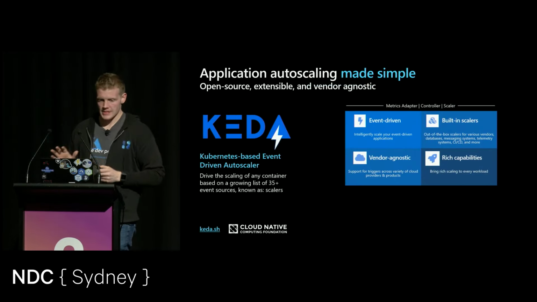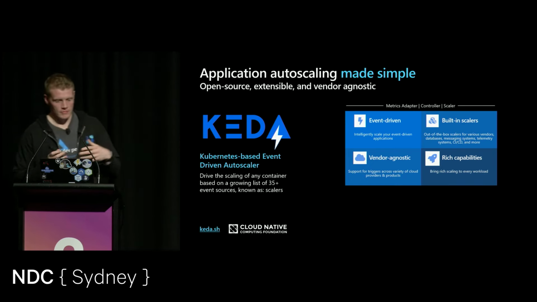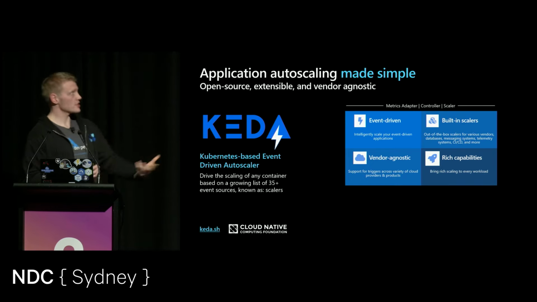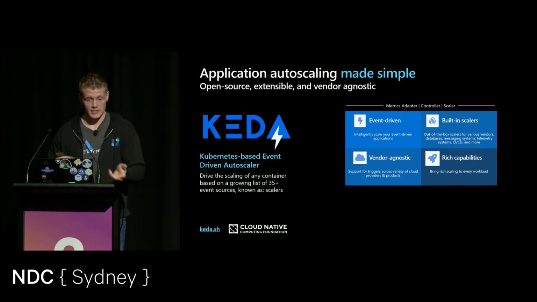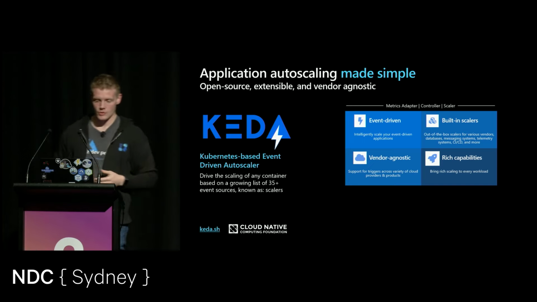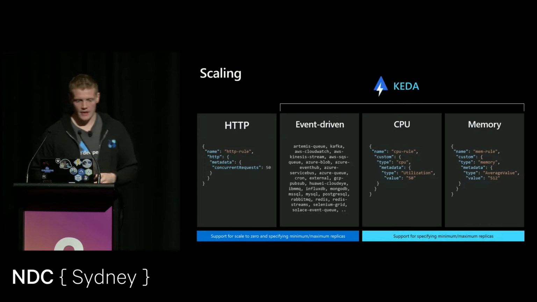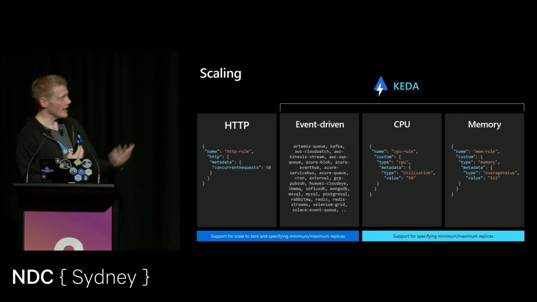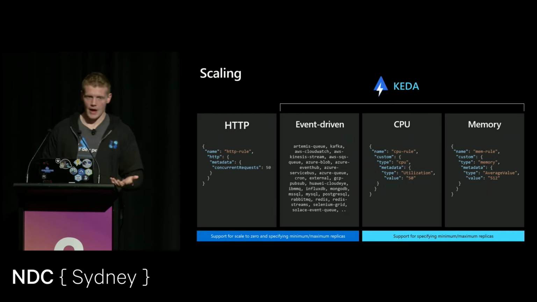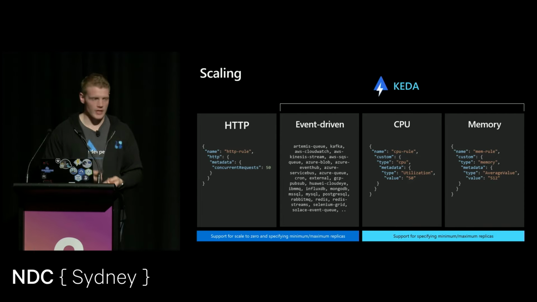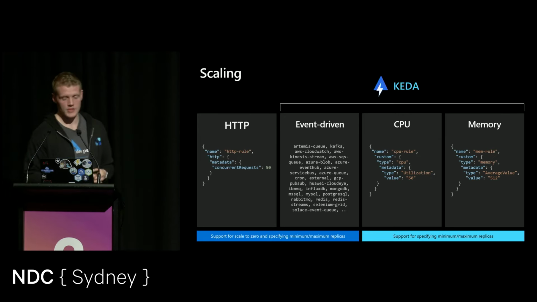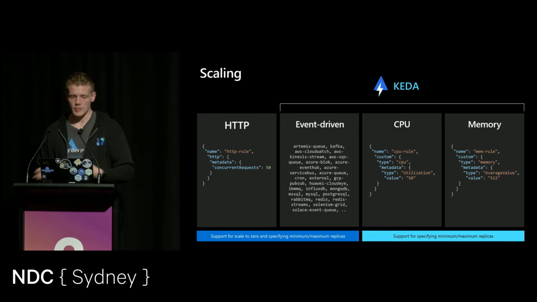Just to talk about scaling. Underneath the hood, Azure Container Apps uses the KEDA autoscaler, so Kubernetes-based event-driven autoscaling. There are different scaling rules that we can apply to our container apps. We can do it on HTTP requests. There is support for various event-driven triggers that we can use to scale our container apps on. And we can also scale on CPU and memory.